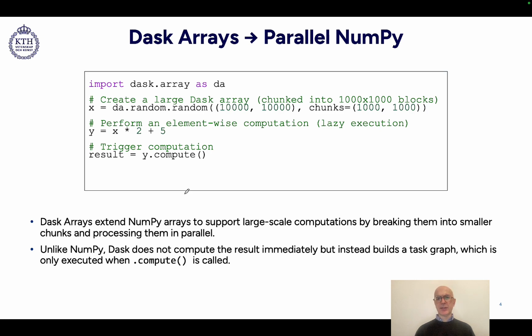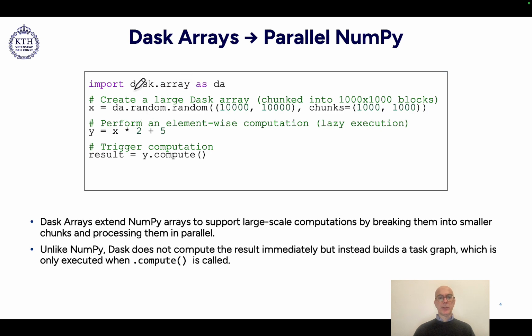So what are Dask arrays? Well, you can think of them as just an extension of NumPy arrays to distributed computing. Dask arrays extend NumPy arrays to support large-scale computation. And how do they do that? Well, they break the big array into smaller chunks and associate the chunks with different processes. So let's see an example.